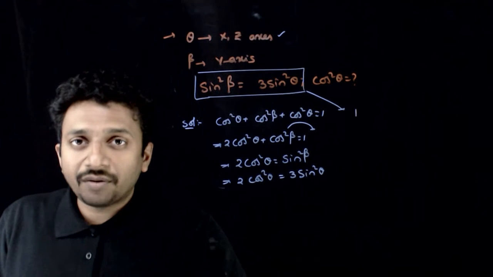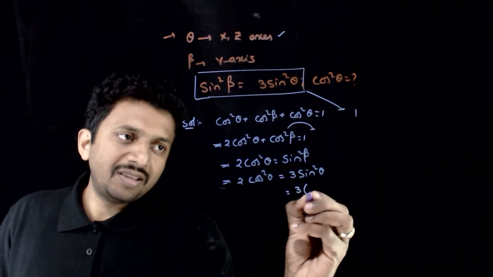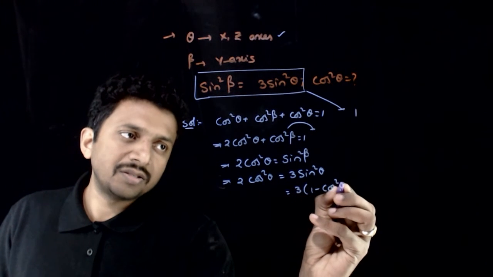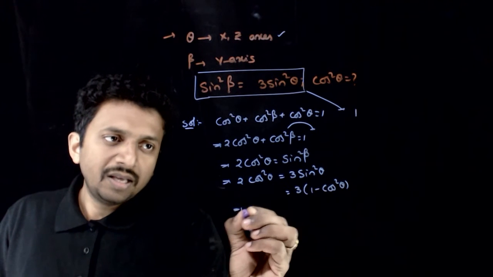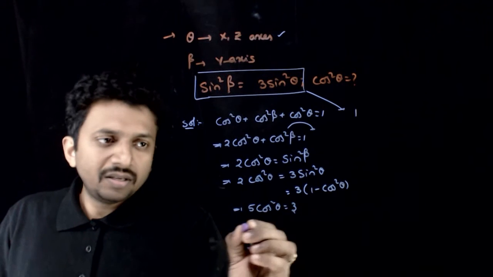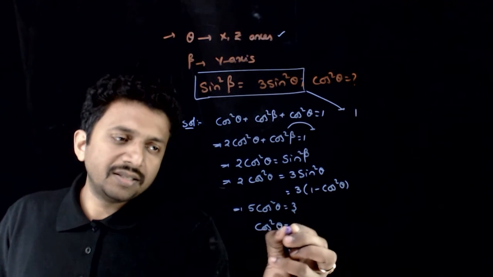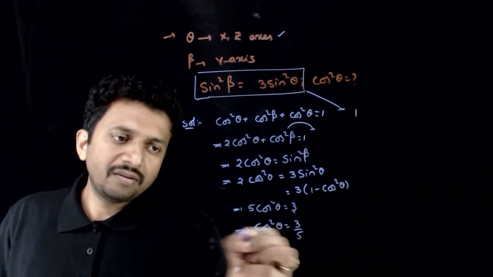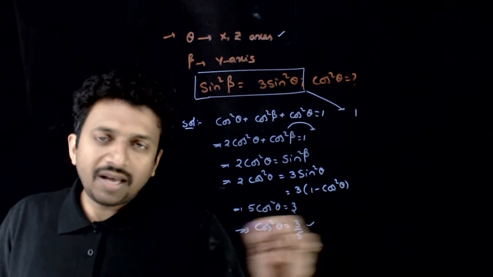You are asked to find the value of cos square theta. So that is nothing but 3 times 1 minus cos square theta. This implies 5 cos square theta is equal to 3. So cos square theta is equal to 3 by 5. So this will be the answer to this question.